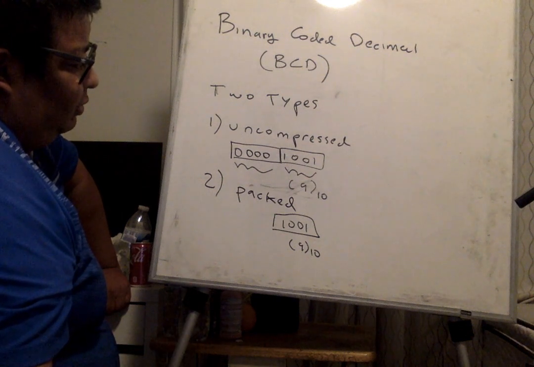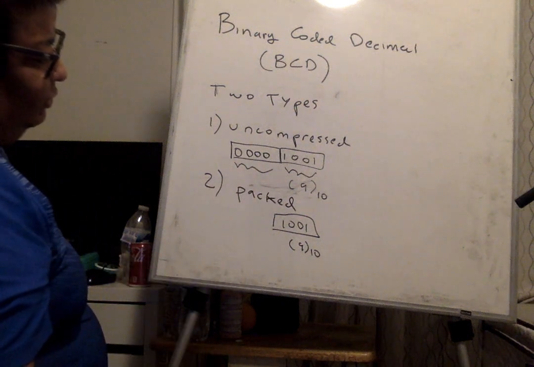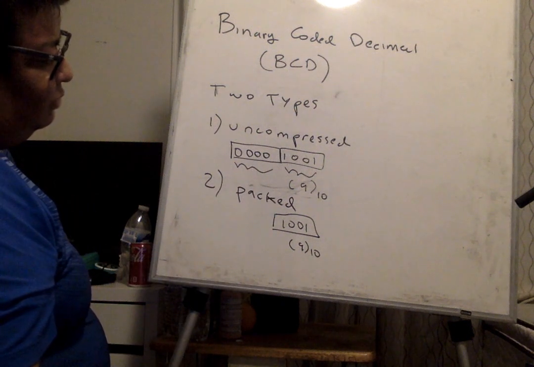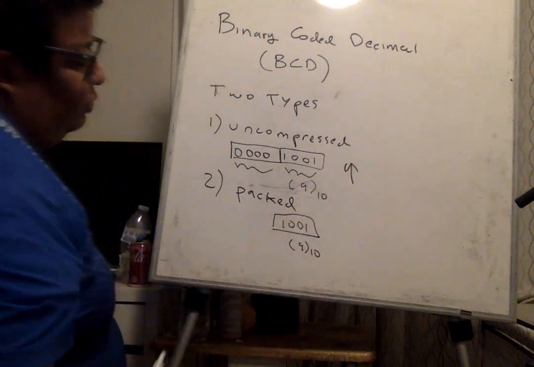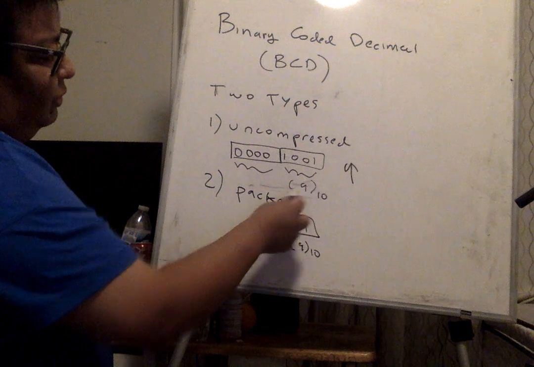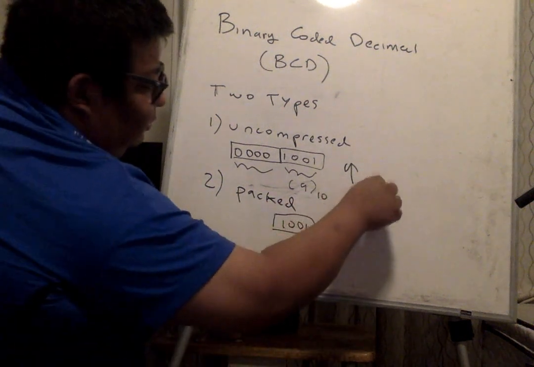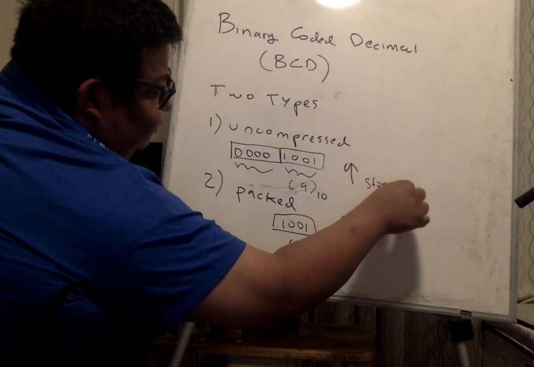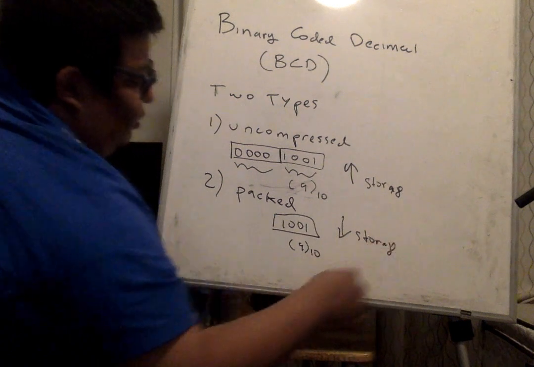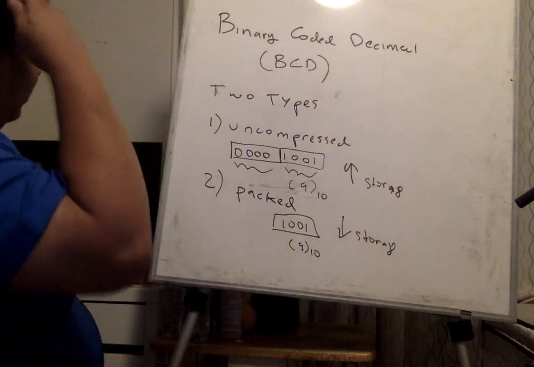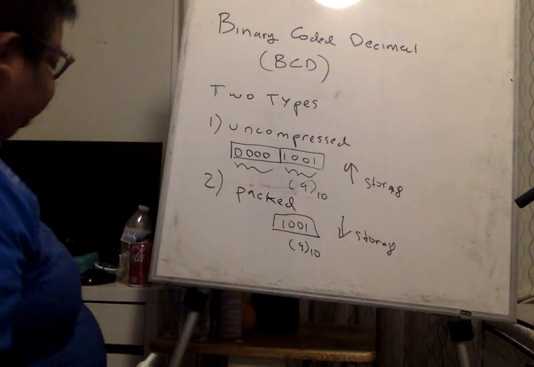So we have these zeros hanging in there. These place values add storage space to such a representation, and packed brings down the storage. So that's one of the advantages of packed. As the name suggests, packed is shorter.